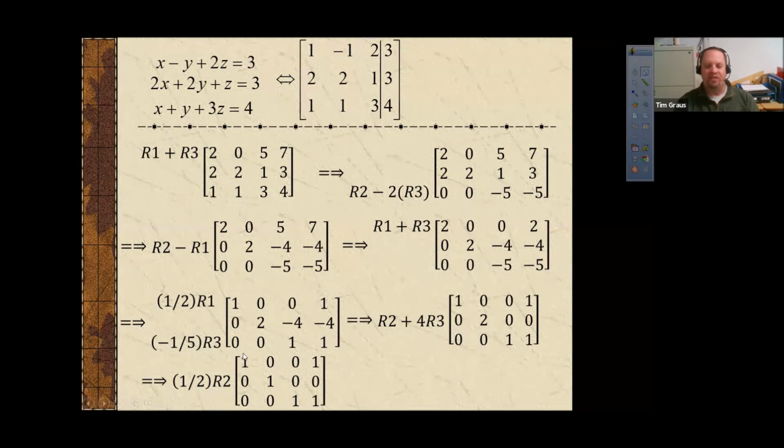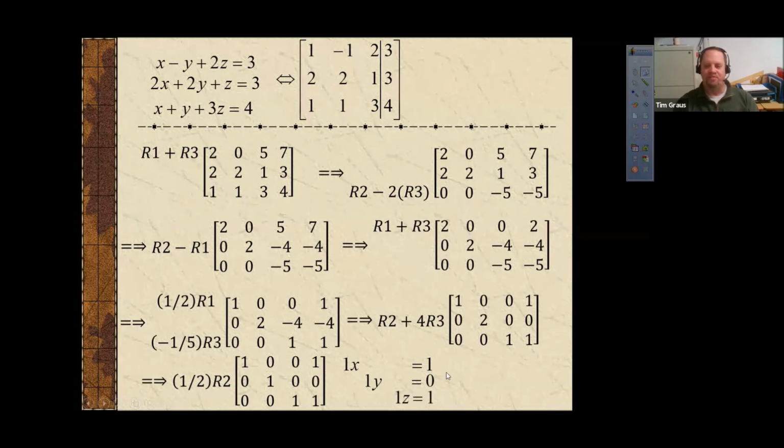I'm going to take this matrix and turn it back into a system of equations. System of equations would be 1x plus 0y plus 0z equals 1, or 1x equals 1. 0x plus 1y plus 0z equals 0, or 1y equals 0. And 0x plus 0y plus 1z equals 1, or 1z equals 1.